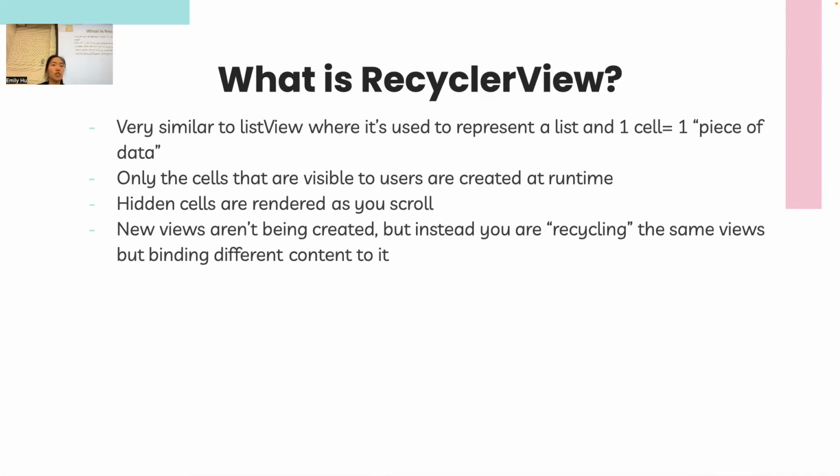So now for a list of 100, you don't have to create 100 views when you launch the screen. Instead, you only have to create the 4 views, and you can attach the different information to each view. So the hidden cells are rendered as you scroll, and the new views aren't being created, but instead you're recycling the old views and attaching new content to it.